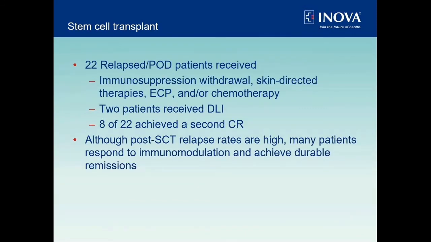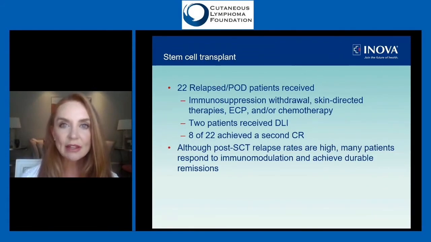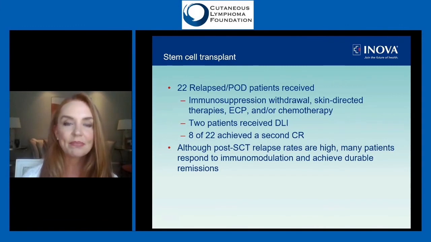Of the 22 patients who relapsed or had progression of disease, they were further treated. They were treated with either withdrawing their stem cell transplant related immunosuppression, or with skin-directed therapies, ECP, or chemotherapy. A couple of them received infusions of their donor lymphocytes, and 8 of those 22 achieved a second complete response. So although the post-stem cell transplant relapse rates are pretty high, 50% in this study, many of those patients are able to respond to further therapeutic interventions and achieve good durable remissions.